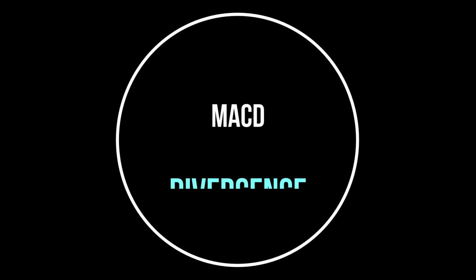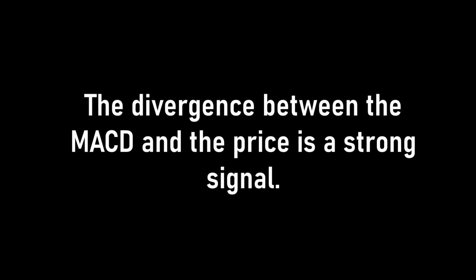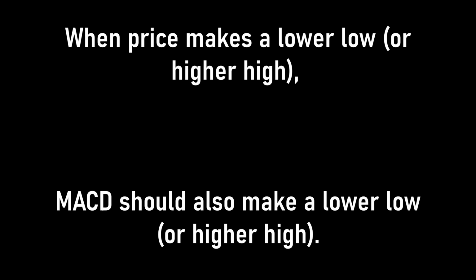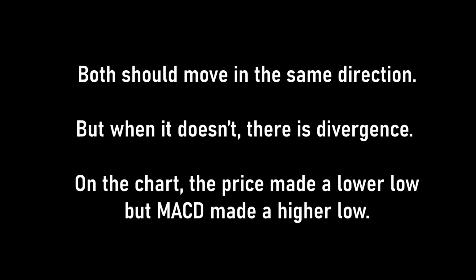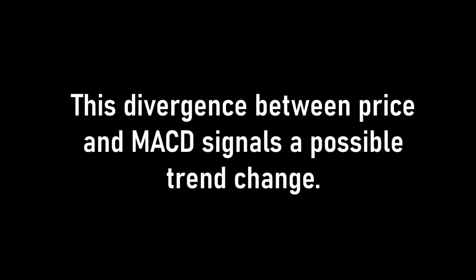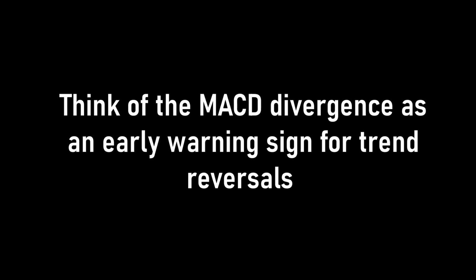4. MACD divergence. The divergence between the MACD and price is a strong signal. When price makes a lower low, or higher high, MACD should also make a lower low, or higher high. Both should move in the same direction. But when it doesn't, there is divergence. On the chart, the price made a lower low but MACD made a higher low. This divergence between price and MACD signals a possible trend change. In this case, MACD is hinting that the downtrend might be done. Think of the MACD divergence as an early warning sign for trend reversals, or at least, choppy market conditions ahead.